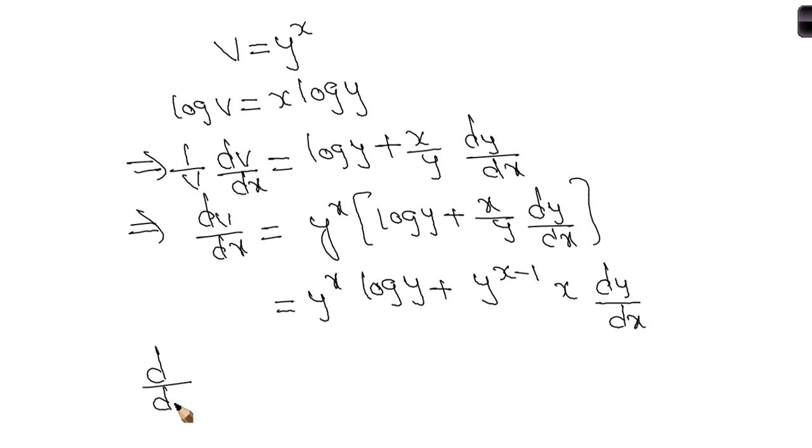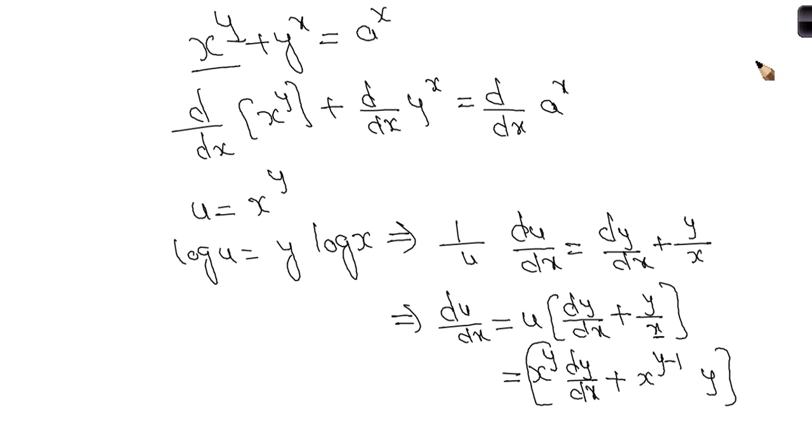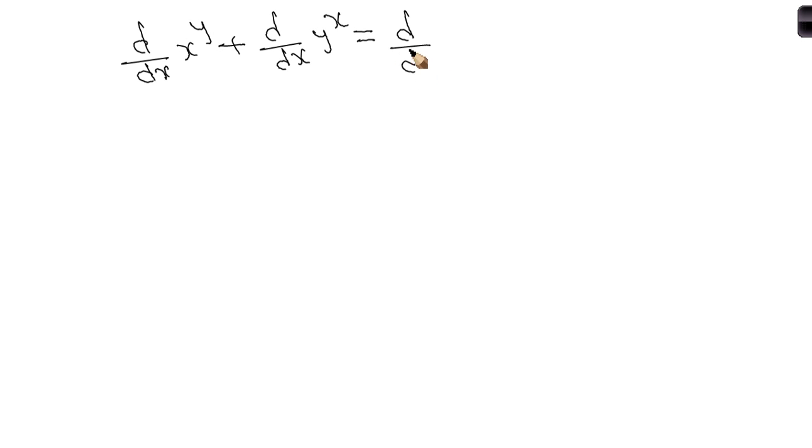Derivative of a power x is a power x ln of a. It's on your right hand side. So replace the x power y derivative, y power x derivative and a power x derivative in the given equation. So we have derivative of x power y plus derivative of y power x is equal to derivative of a power x, which is the function which we have there.